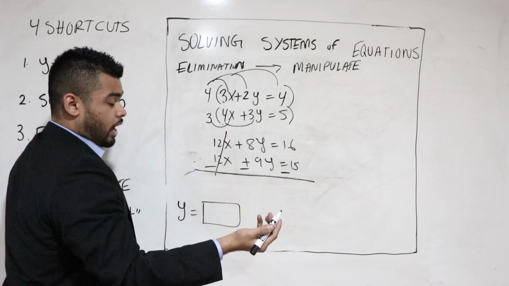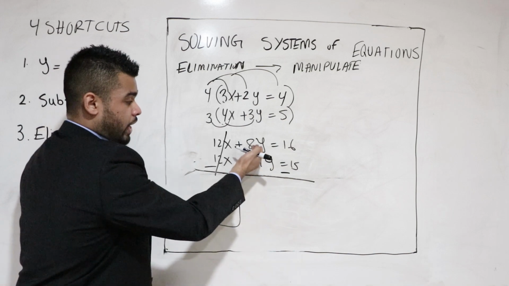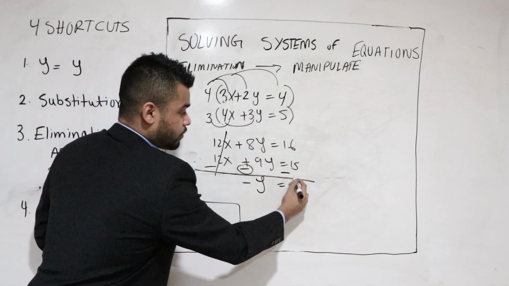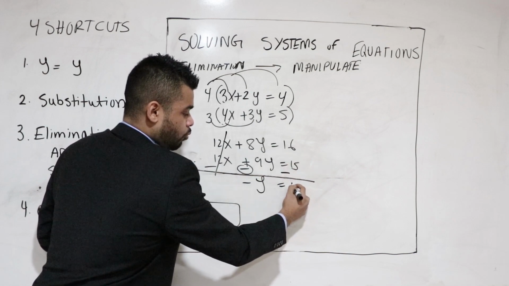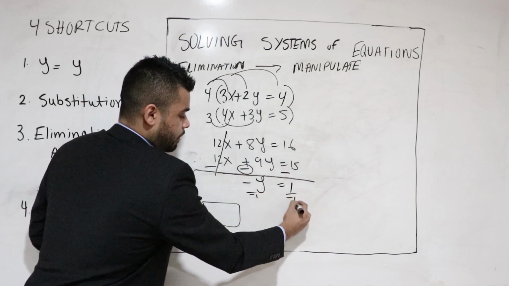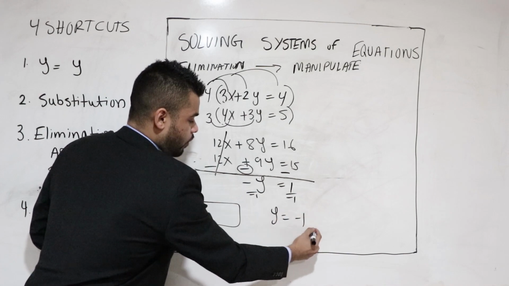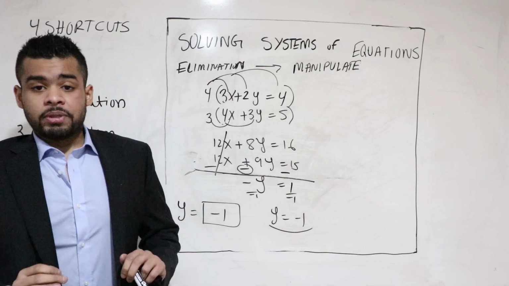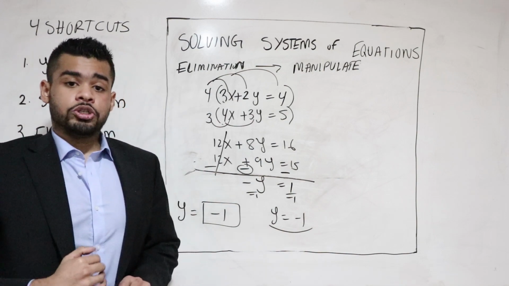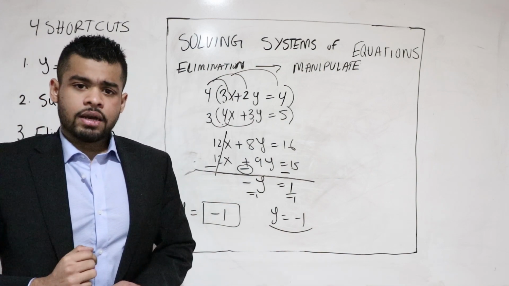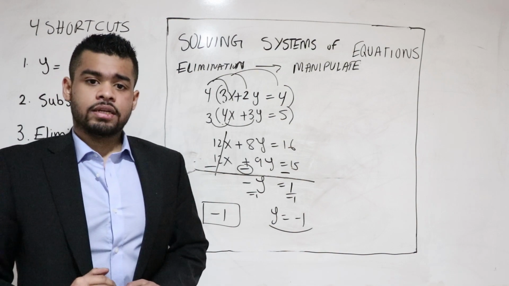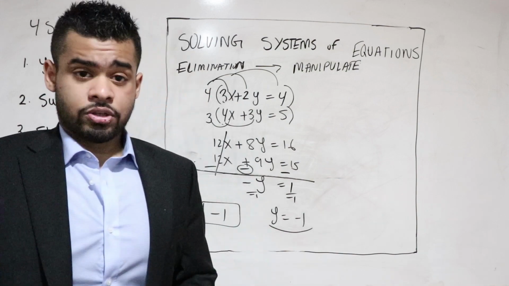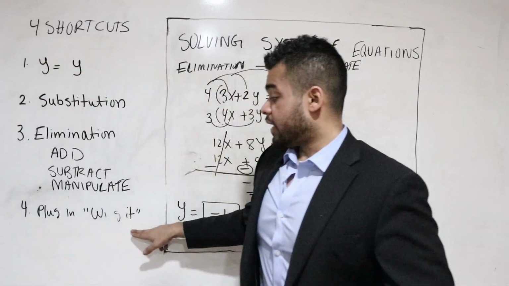12x and 12x, they're gone. Identity match. 8y minus 9y is negative y, minus sign will win, equals 16 minus 15 is 1. Divide by negative 1, divide by negative 1, y is negative 1. So what did I do? To manipulate, I multiplied the top and bottom equations by the opposite of each other, and then I matched the identity and I subtracted it to kill the x and get y alone. This is elimination. Let's go to the next topic, which is going to be plugging it in.